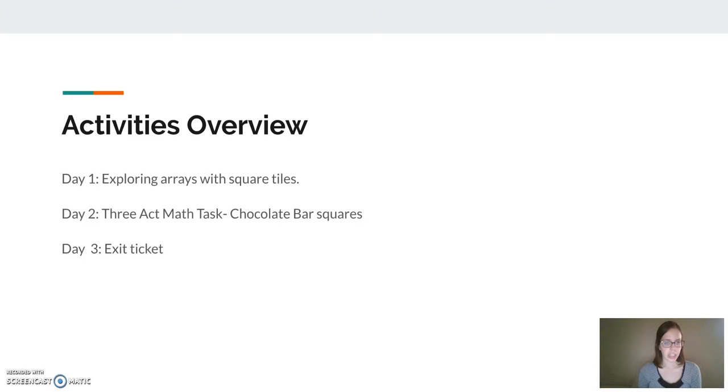My second lesson was a 3-act math task from an online website that involved a problem solving situation where there was a chocolate bar. We couldn't see how many squares it was split up into, but then we could see just one of the squares of chocolate, and we had to basically use our knowledge of arrays and multiplication to find out how many squares would be in the entire chocolate bar. And the last day was just filling out an exit ticket and doing some assessment.